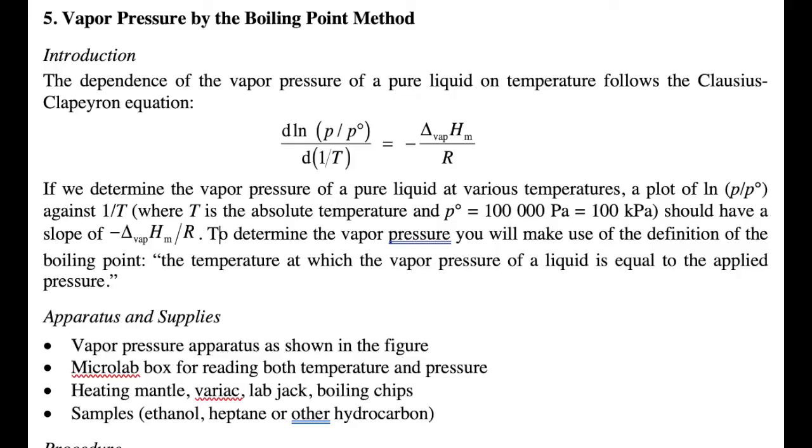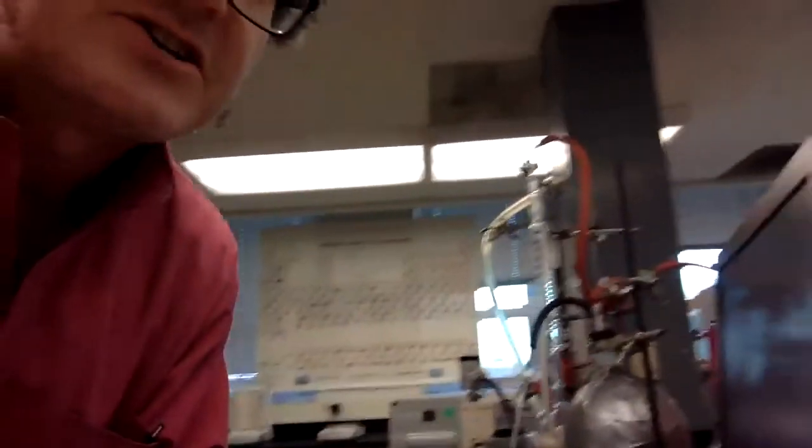Hello, and today we're doing another lab video. This one is going to be on the vapor pressure by boiling point method. That's number 5 in your lab calendar. What we're after, this time we can actually see the screen, is that relationship, d ln(p/p°) over d(1/T). A plot of the log of the equilibrium vapor pressure divided by the standard state pressure versus 1/T should be a straight line and allow us to determine the enthalpy of vaporization. And that's what we're after today.